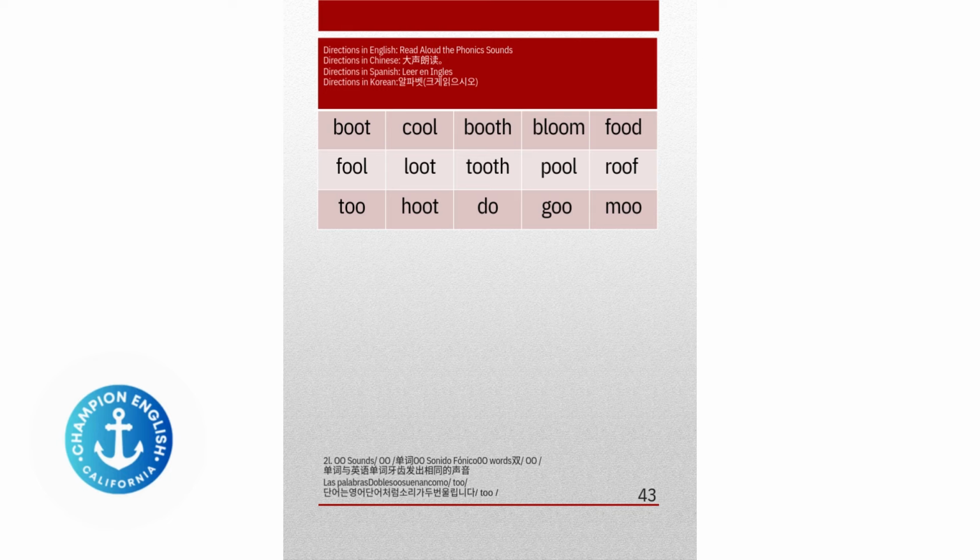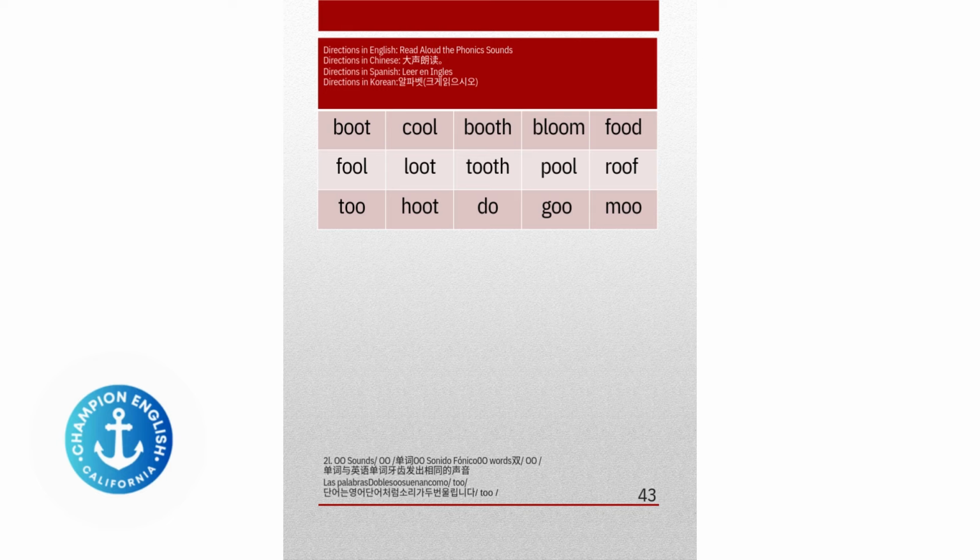Okay, let's go to the first word: boot, cool, booth, bloom, food, full, loot, tooth, pull, roof, two, hoot, do, goo, and moo.